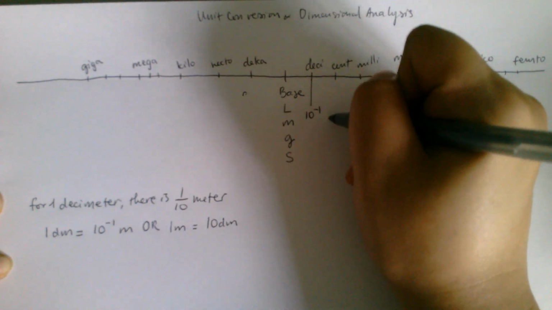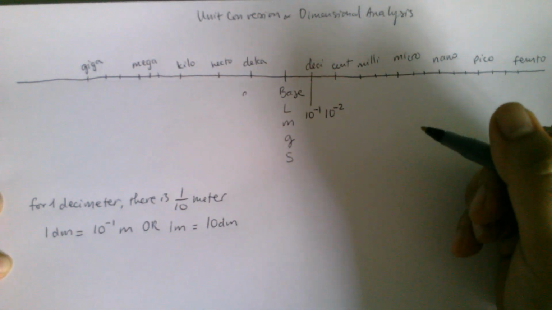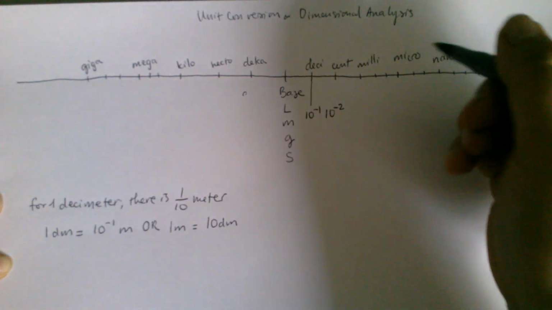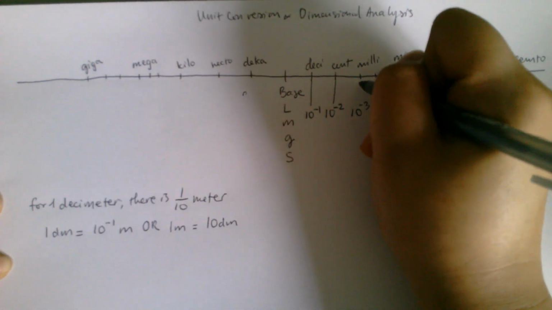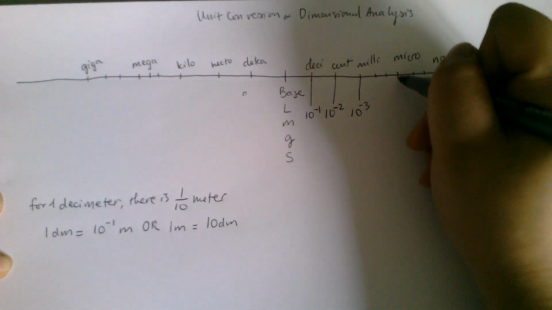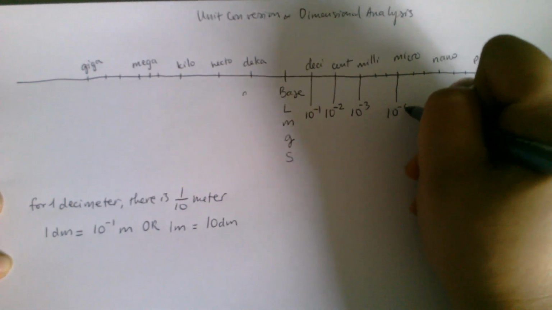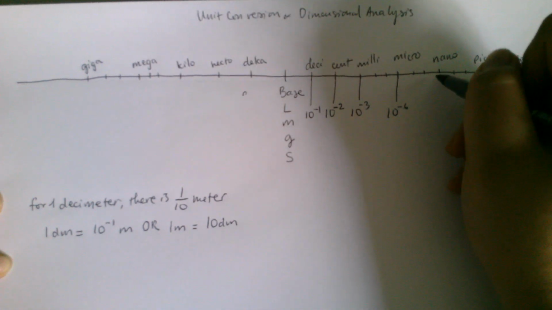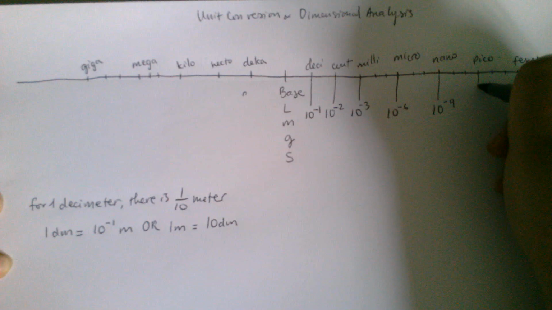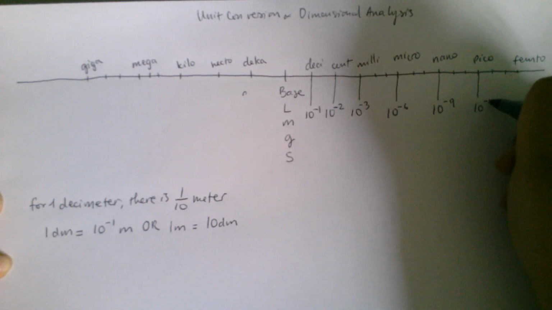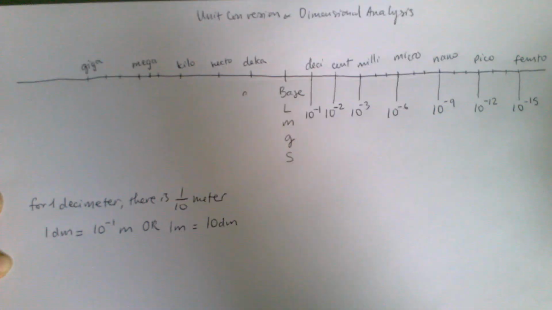So for a centimeter, it is 10 to the negative 2, or 1/100th. Milli is 10 to the negative 3. And we have micro, because we skipped 3 spaces, is 10 to the negative 6. We skipped 3 spaces to nano, 10 to the negative 9. Pico, 10 to the negative 12. And femto, 10 to the negative 15.